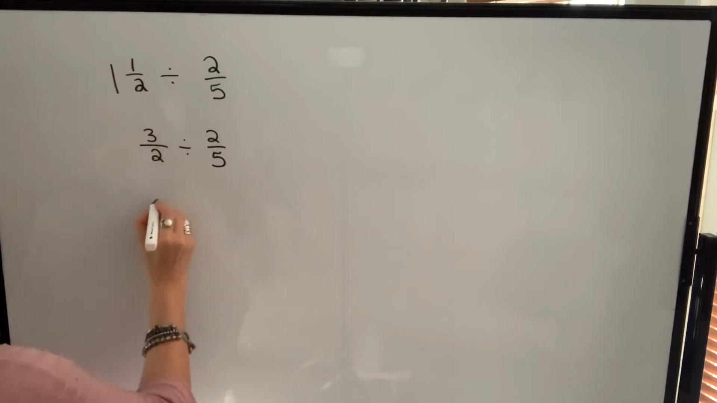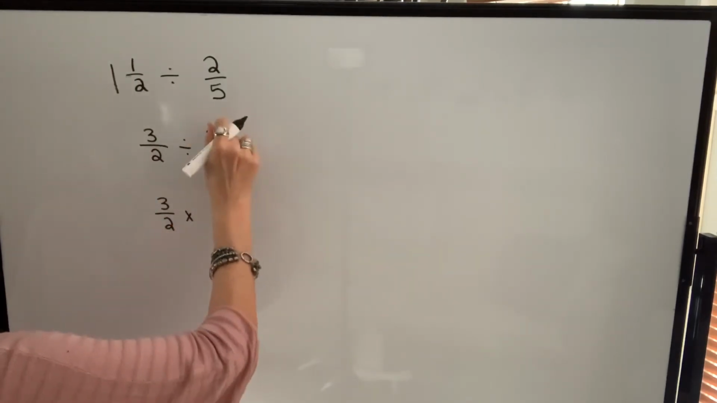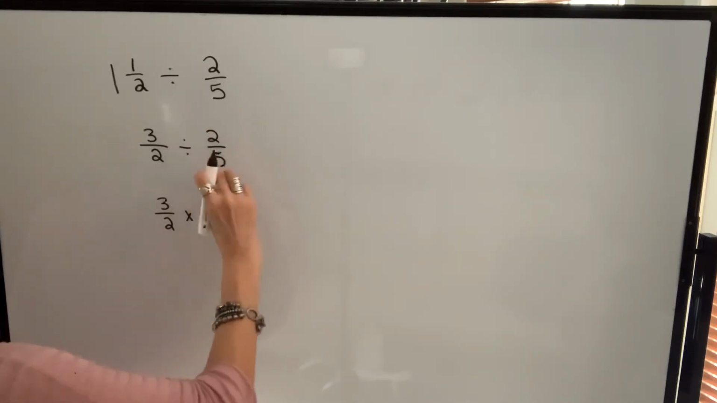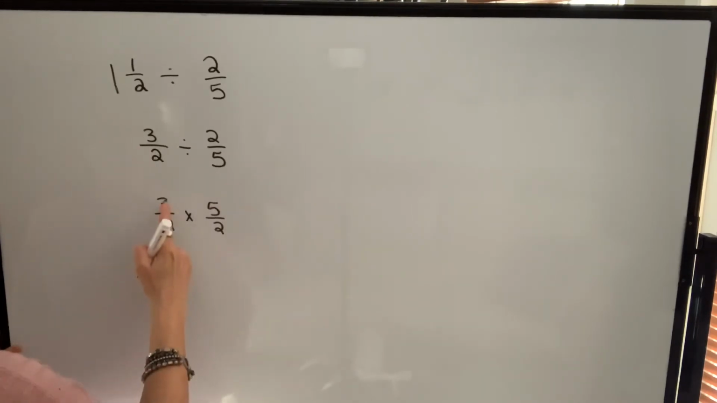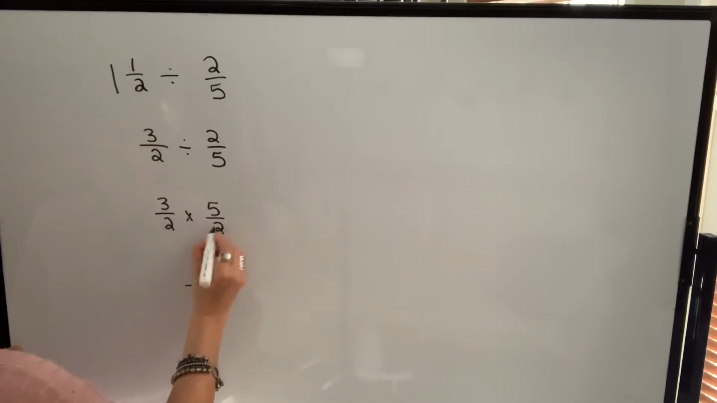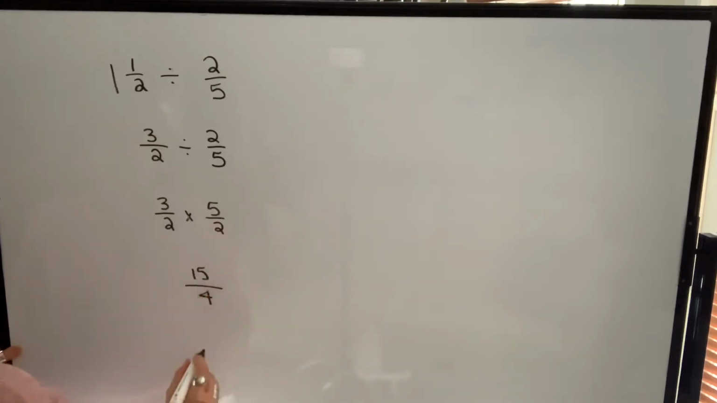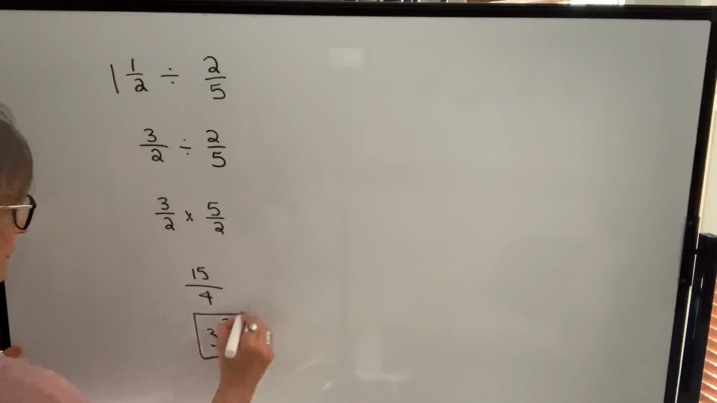So my next step is to change this to multiplication and then take the reciprocal of 2/5. In other words, I flip it, it becomes 5/2. Now I multiply my numerators. 3 times 5 is 15. Multiply my denominators. 2 times 2 is 4. And then I'll change it to a mixed number. 4 goes into 15 3 times, and 4 times 3 is 12. 12 subtracted from 15 will be a remainder of 3. So 3 3/4.